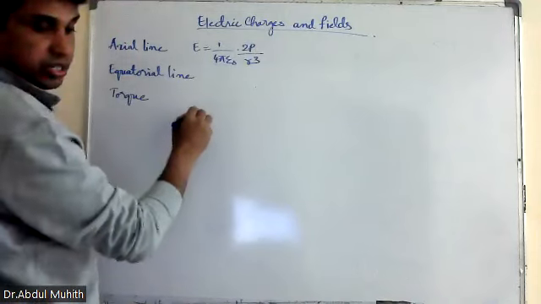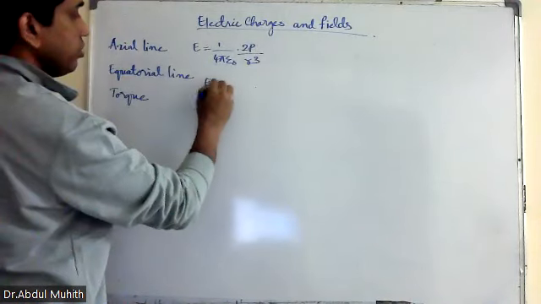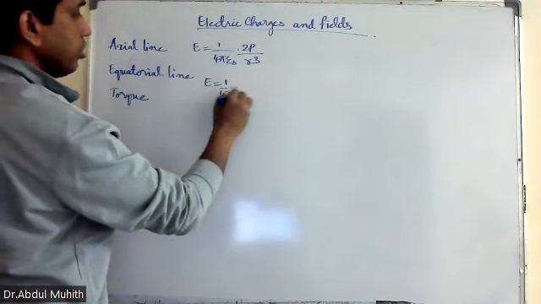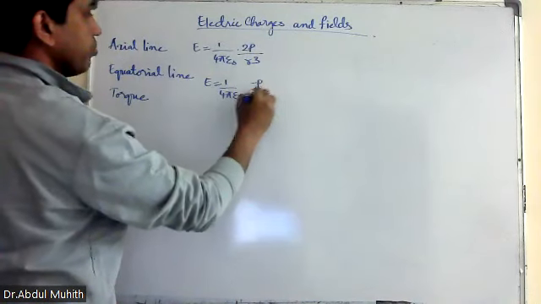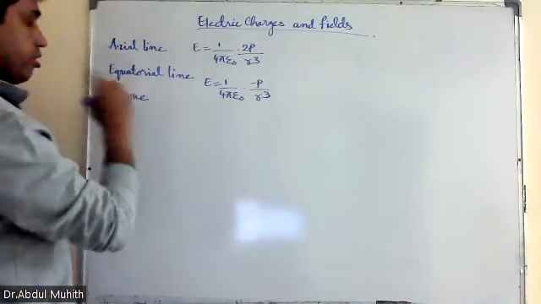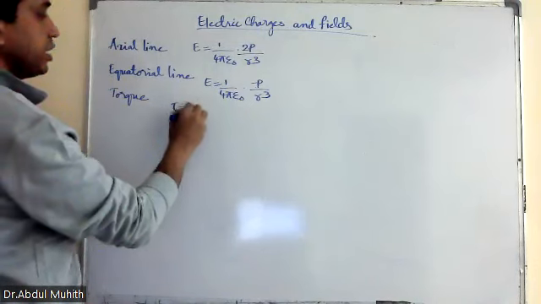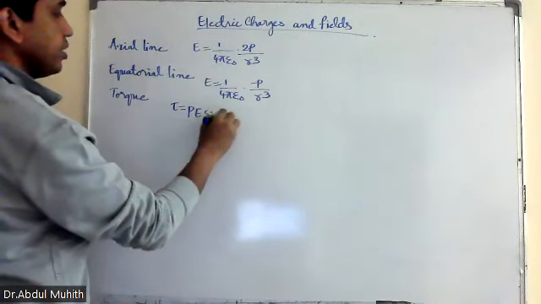And for the equatorial line, what is the formula? E is equal to 1 by 4 pi epsilon 0 into minus p by r cube. And the torque formula is tau is equal to pE sin theta. These are the three formulas which we did.